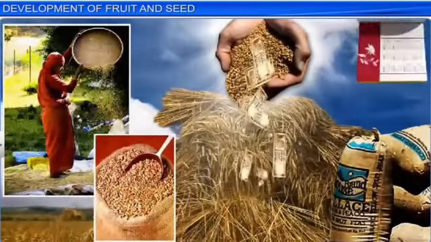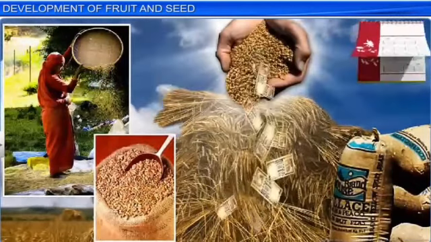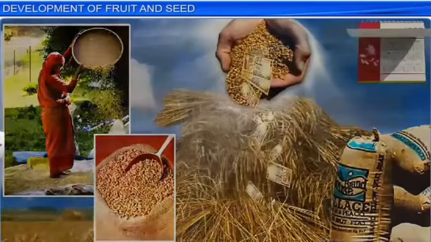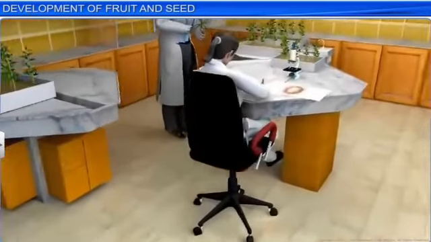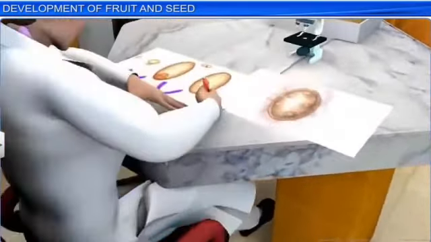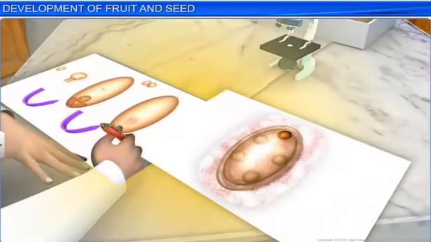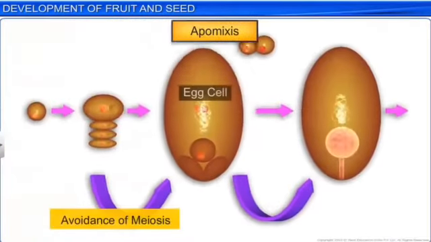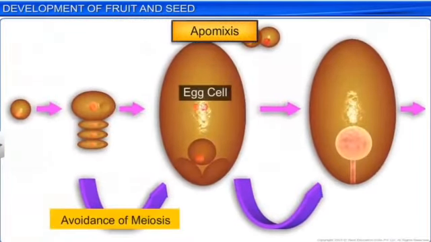Although the seeds in general are the products of fertilization, a few flowering plants, such as some species of Asteraceae and grasses, have evolved a special mechanism to produce seeds without fertilization, and that is said to be apomixis. There are several ways of the development of apomictic seeds. Here we can observe how apomixis ultimately takes place.